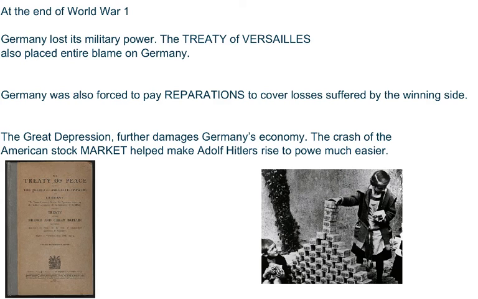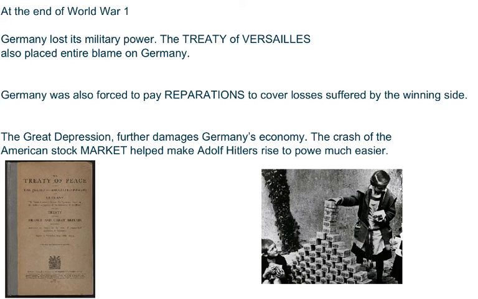All right, so the question is, what caused World War II, and what were some of the actions that led up to it? But before we can get into that, we need to talk about how World War I ended. At the end of World War I, Germany lost its military power. It was part of the Axis powers, and it was essentially blamed entirely on Germany. Even though Germany really didn't technically start the war, they were the ones that were blamed for it.